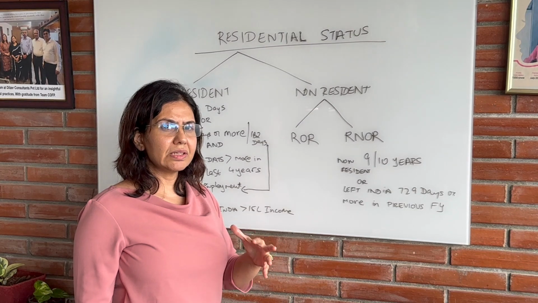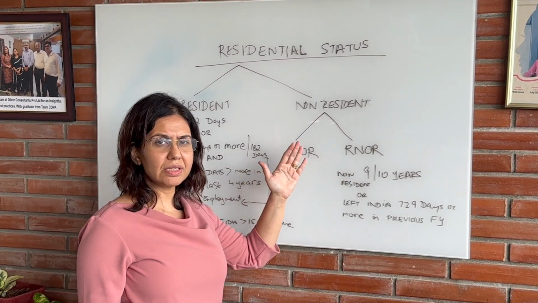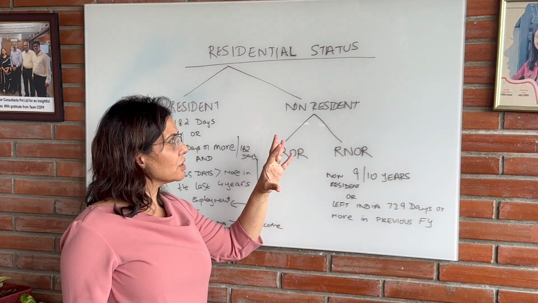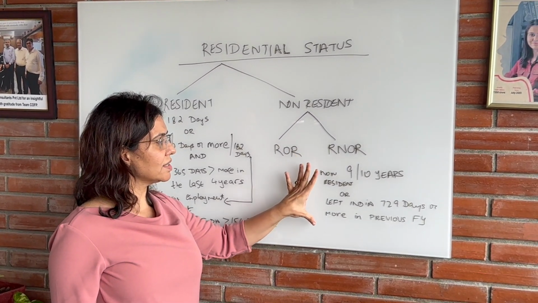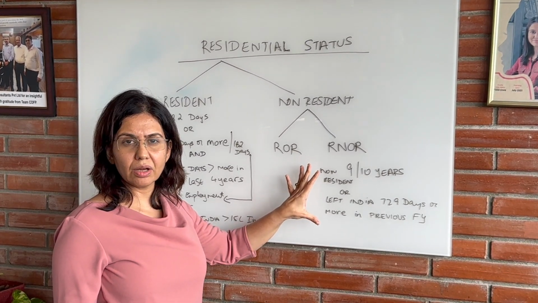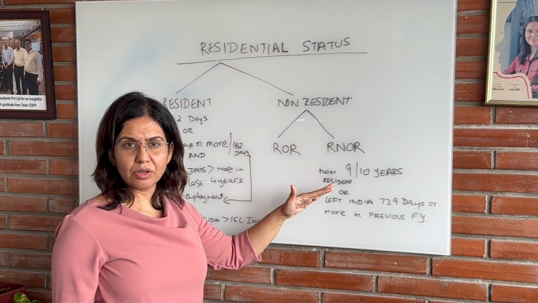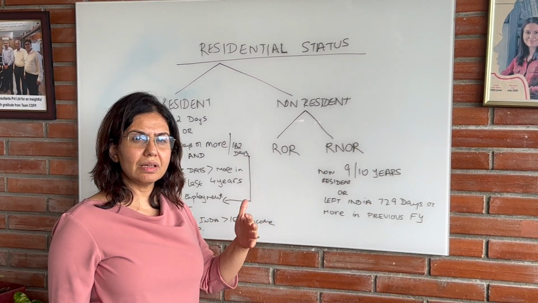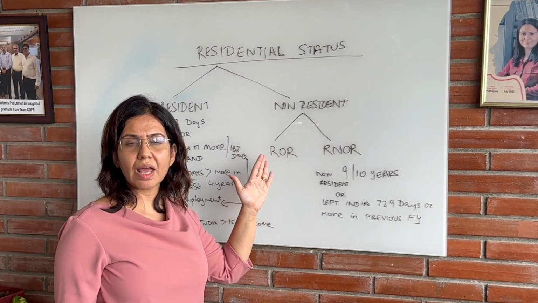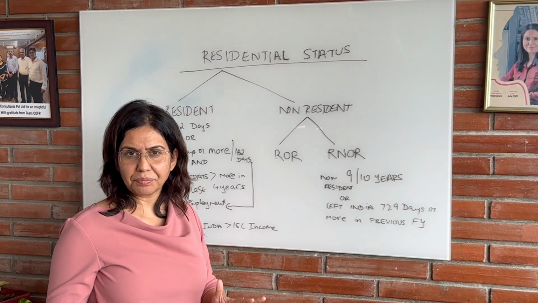The residential tax status is divided into resident and ordinarily resident, and RNOR, which is resident and not ordinarily resident. Typically a person who satisfies these conditions attains the status of RNOR, and if the person is not satisfying them, the person becomes a resident and ordinarily resident, which is nothing but a resident of India. Right?